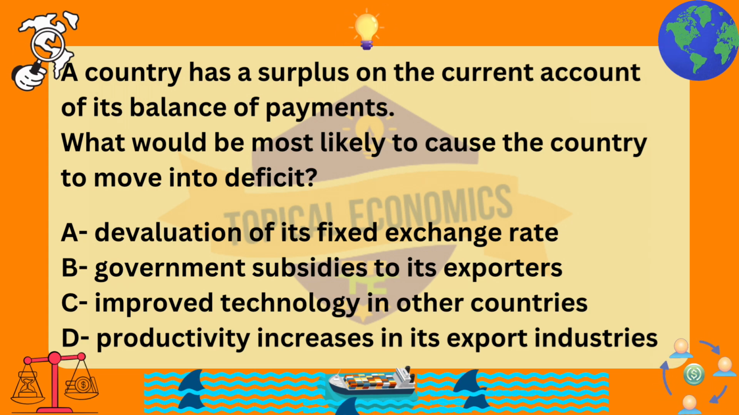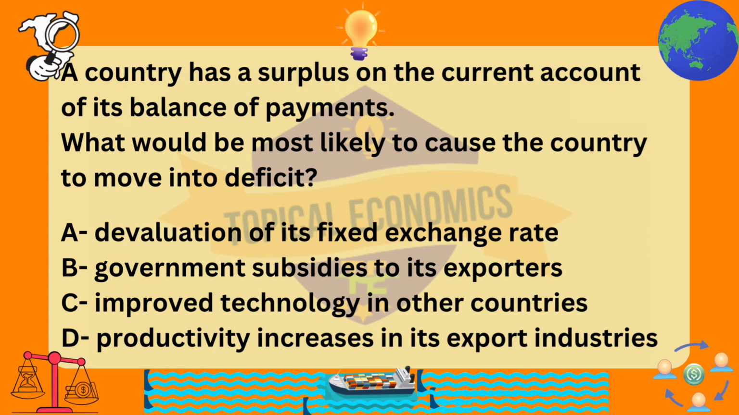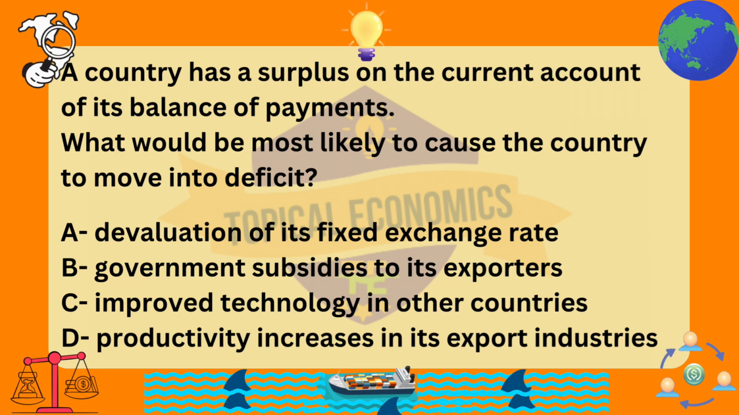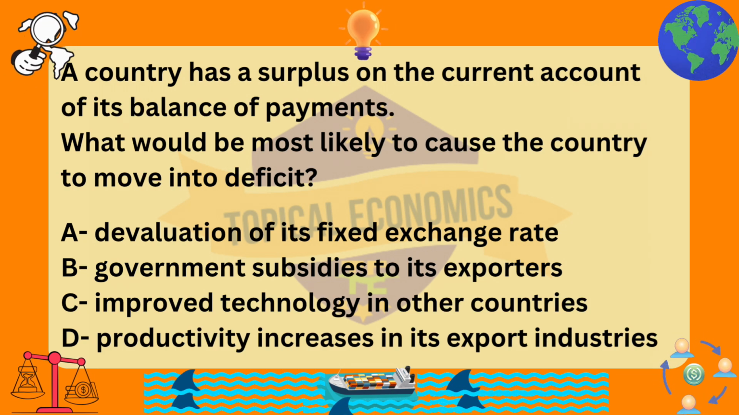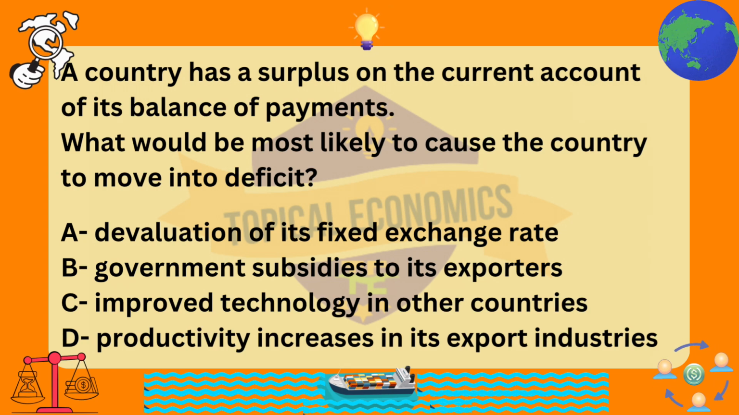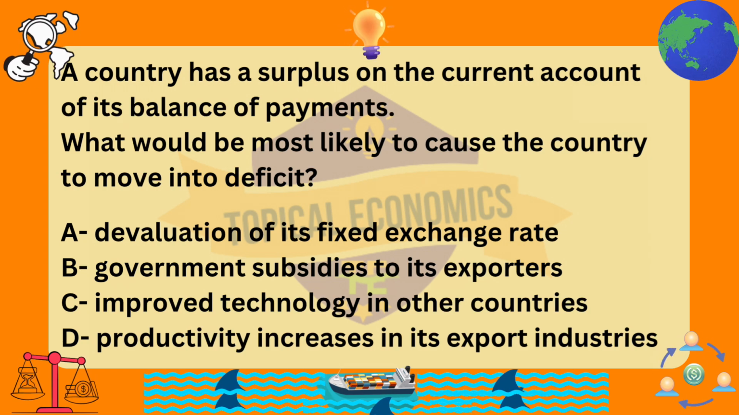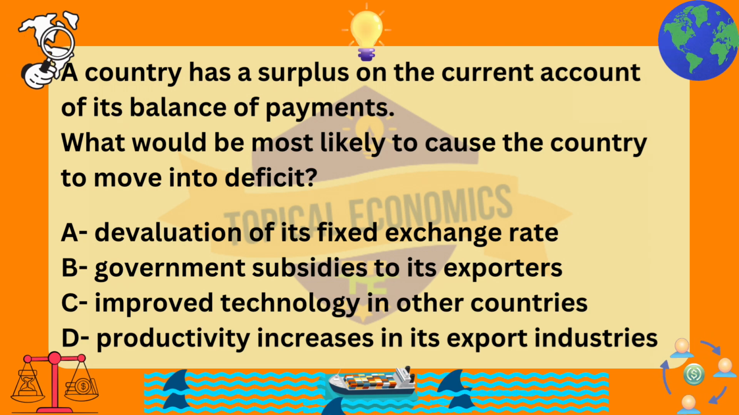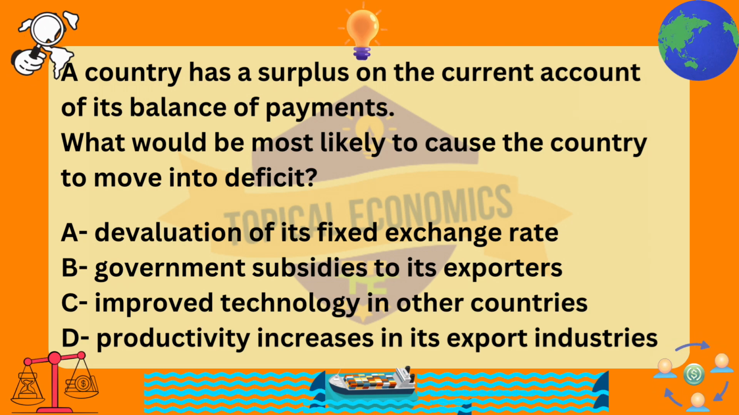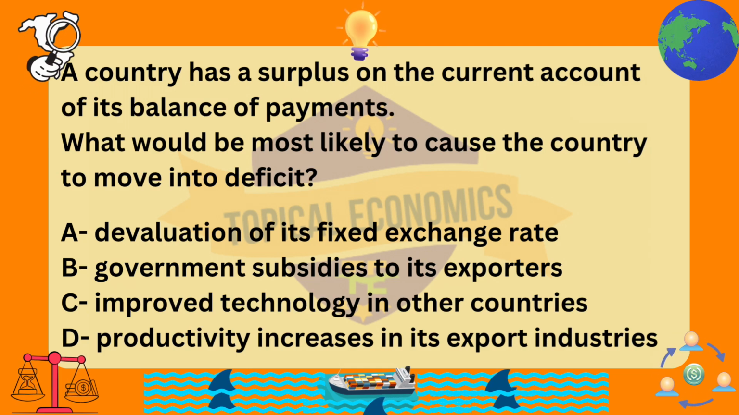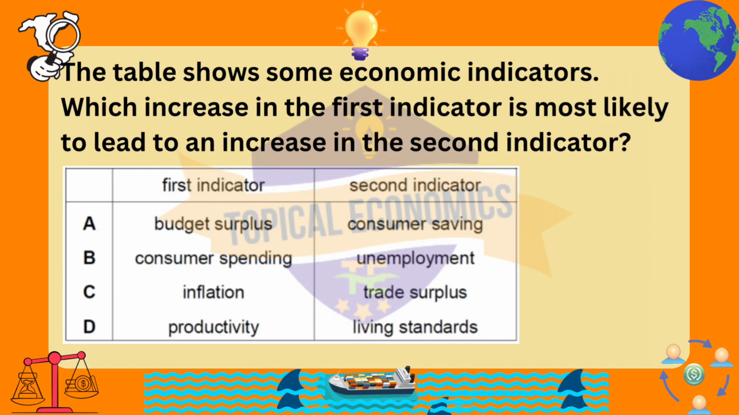Lastly, option D. Productivity increases in its export industries. If the country's export industries experience productivity gains, it means that the country can produce goods at lower costs and more efficiently, making its exports more attractive to foreign buyers. This would likely increase exports and help maintain or even expand the current account surplus, rather than leading to a deficit. Moving to the second question.